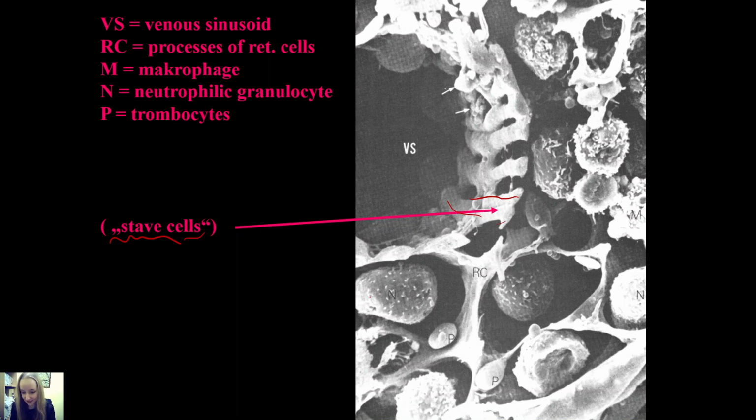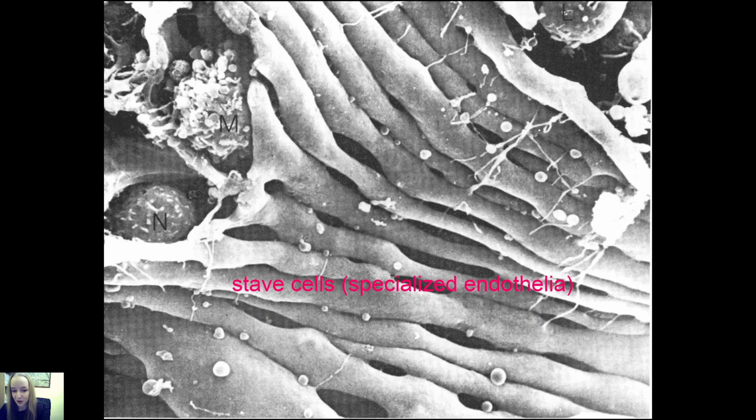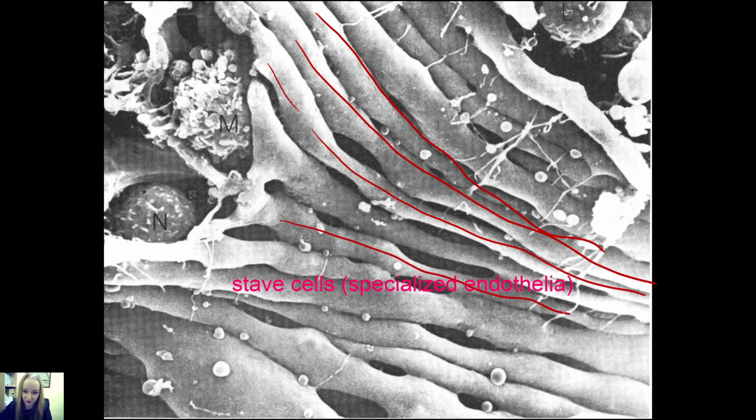And here we can see like a neutrophilic granulocyte. The macrophages are also here, but don't worry, you don't have to differentiate them based on scanning electron microscope. This is just for you to imagine how it really looks like. And these are the reticular cells over here. The process of reticular cells forming reticular fibers. Once again, another picture of stave cells, specialized endothelial cells here. So these are the processes, very long processes of endothelial cells right here.